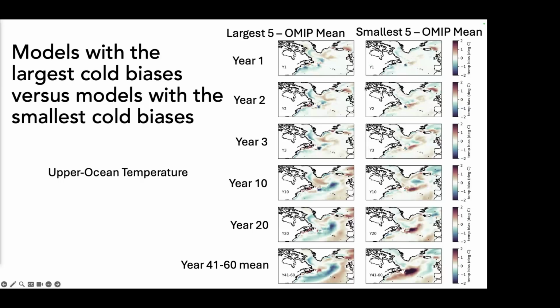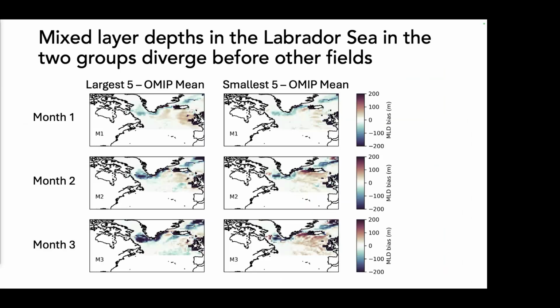So that's the temperature biases, the ones that are evolving worse versus not as worse. There's more to this analysis, but in the interest of time, I'm just going to tell you what I think is causing it. And I think it's mixed layer depths in the Labrador Sea. You can see the bias develop in the mixed layer depths in the Labrador Sea within the first 2 months.